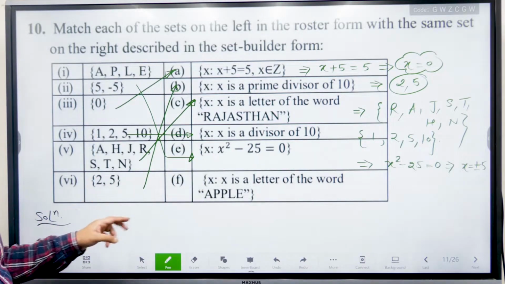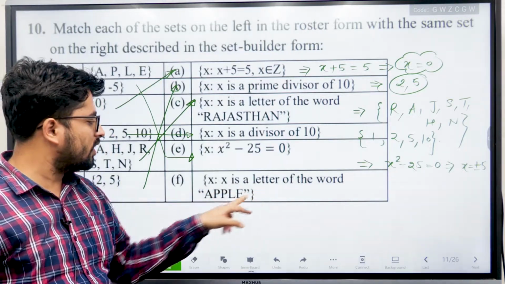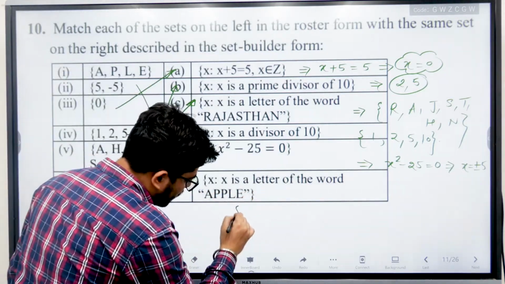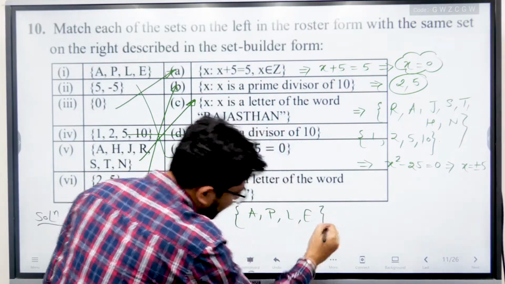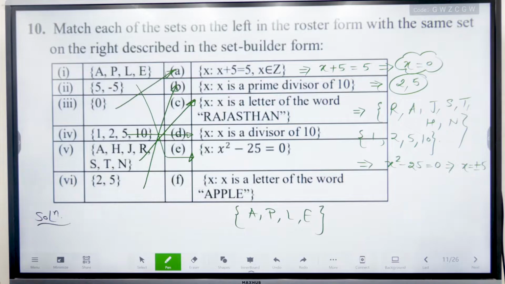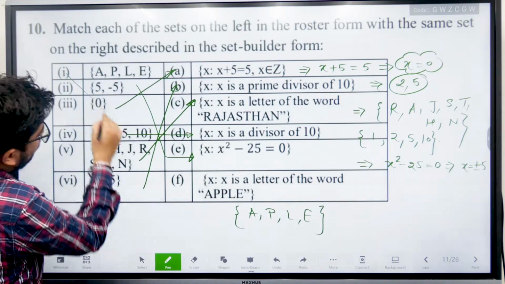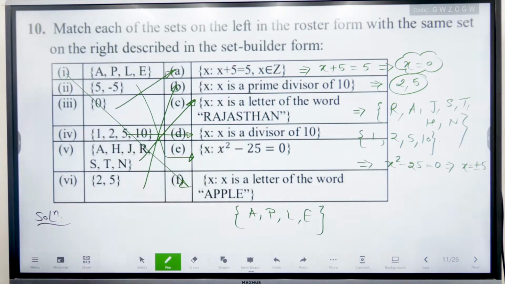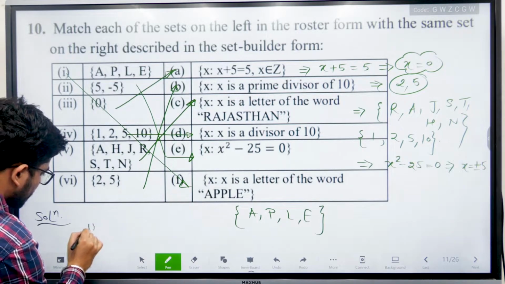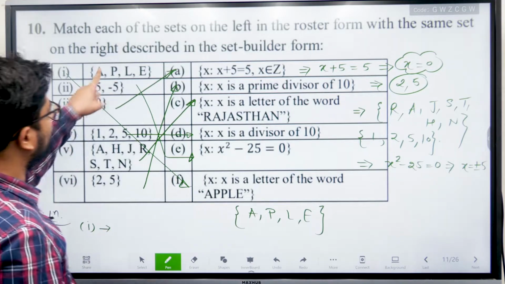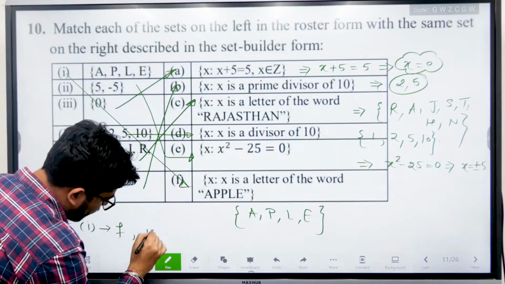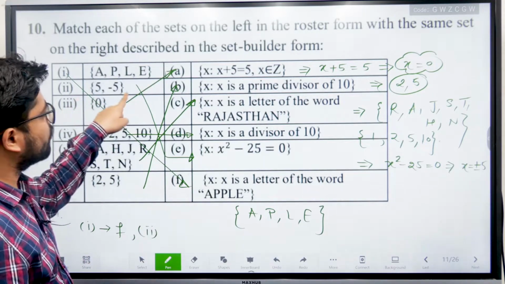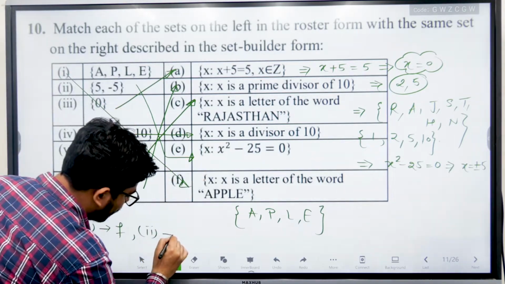And last one is what? x is a letter of the word apple. So the letters of the word apple are A, P, L and E. That is 1, so 1 is connected with F. Got it? So final answer is what? 1 is connected with F. Second, that is 5 comma minus 5, solution of this, so connected with E.